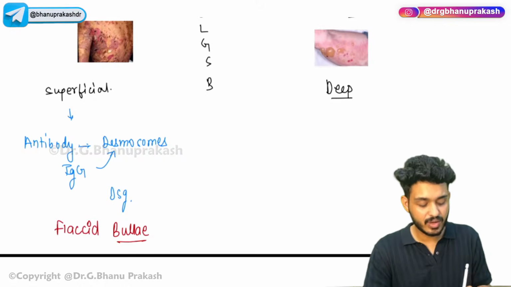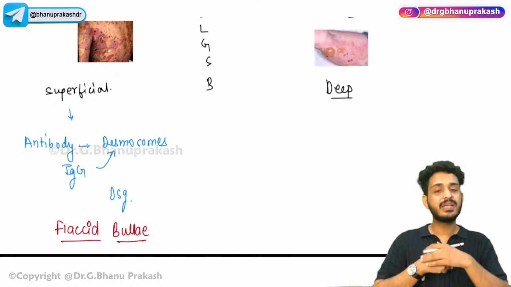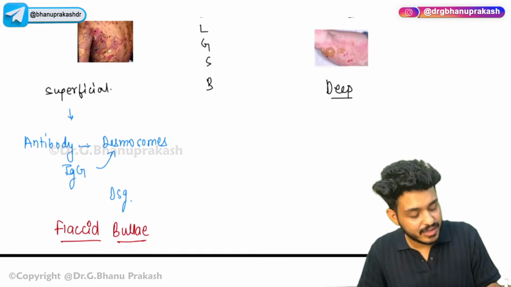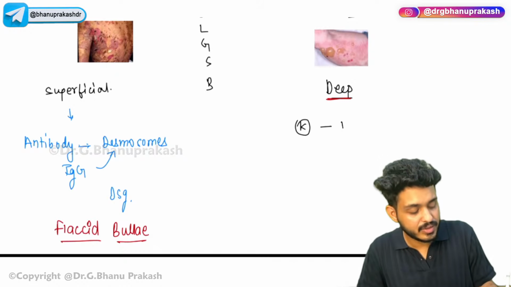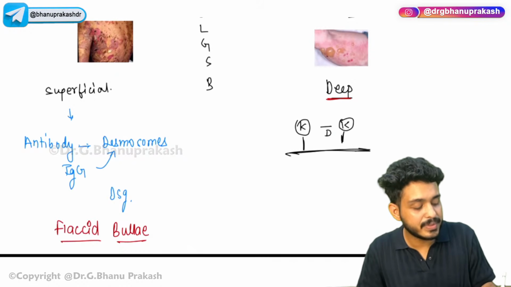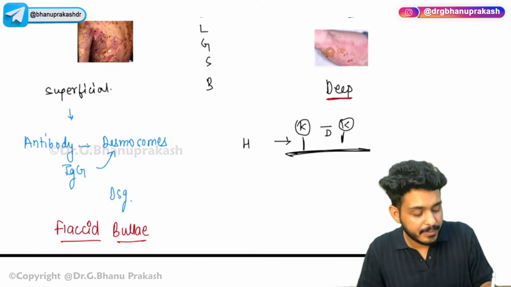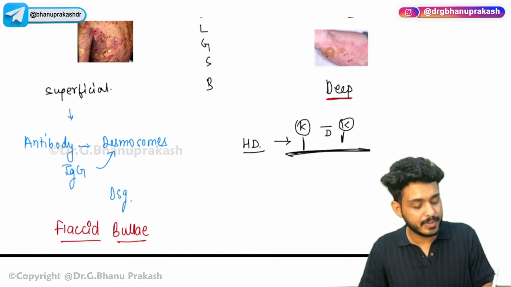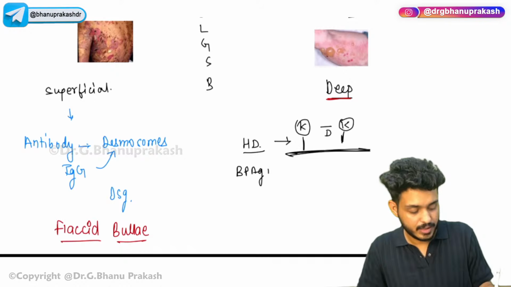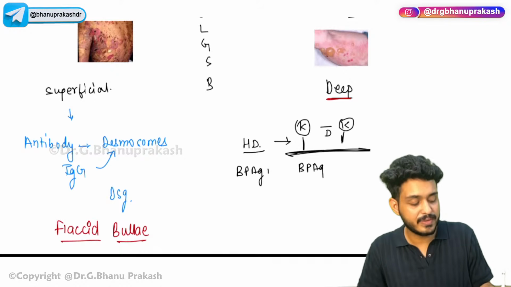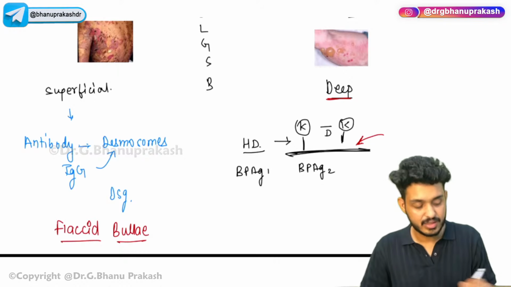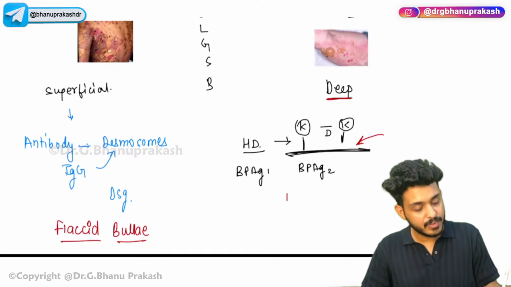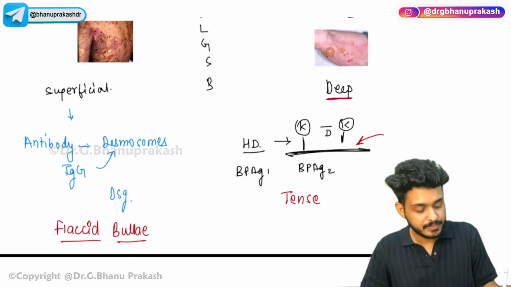What will flaccid bulla mean? They will be superficial, so they will rupture easily. Here it is a deep lesion. These keratinocytes are bound together with the help of desmosomes, but these keratinocytes are bound to the basement membrane with the help of hemidesmosomes. Hemidesmosomes like BPAG1 and BPAG2, bullous pemphigoid antigen 1 or 2. So here the lesion will be deep.